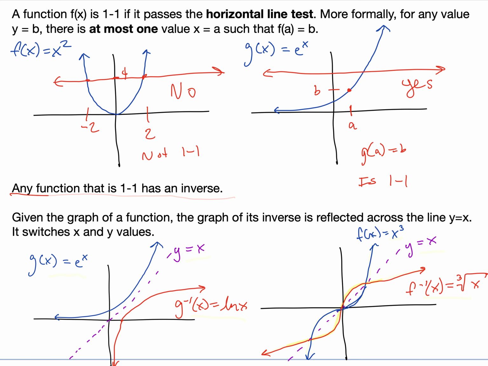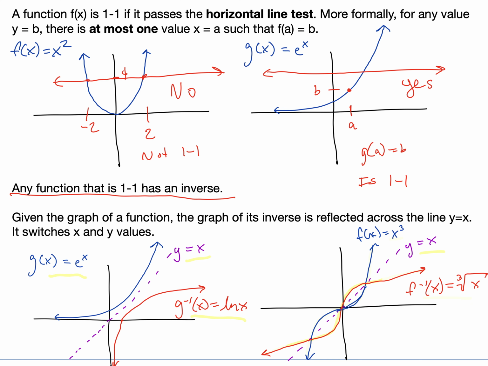And why do we describe this? That's because any function that is one-to-one has an inverse. And given the graph of a function, the graph of its inverse can be obtained by reflecting across the line y equals x. So if we reflect across this line y equals x, here, for example, is g of x equals e to the x and g inverse of x equals natural log of x. If we just have a mirror there, reflecting across y equals x, we see the graph of g inverse of x equals natural log of x.